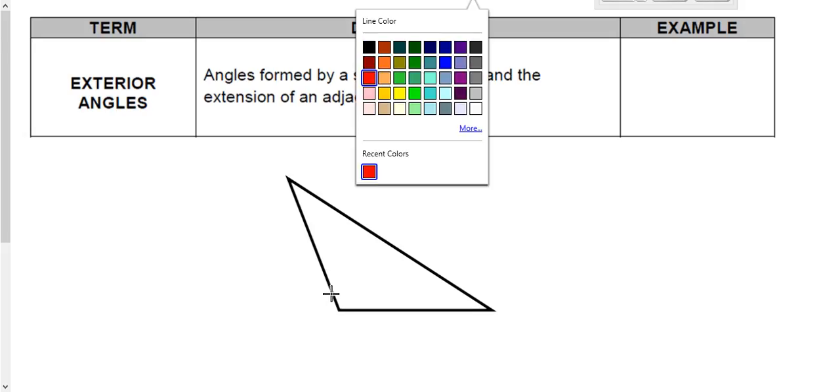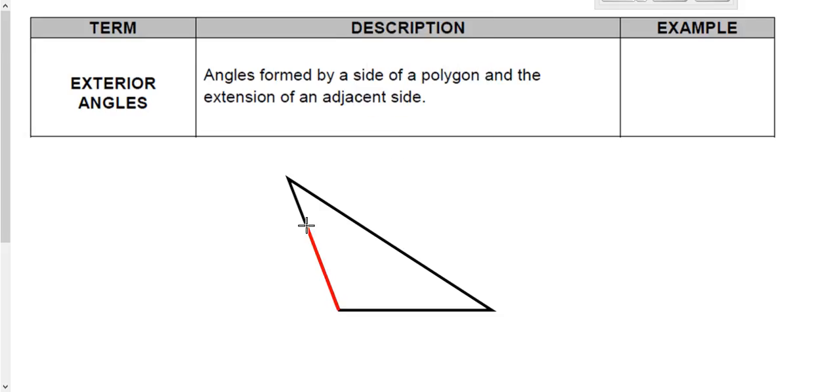So if I take this side and extend it out this way, I start at this vertex and just extend this side out like that, I get an angle on the outside here. This angle right here is one of the exterior angles. Since it has three interior angles, we can extend all three sides out and get three exterior angles.